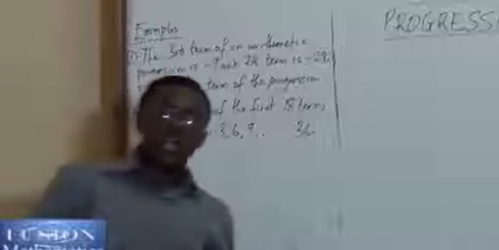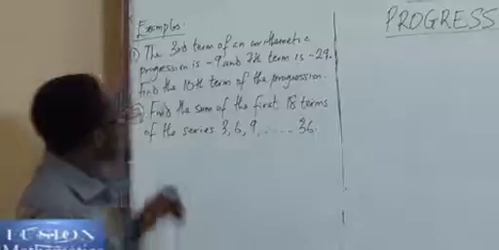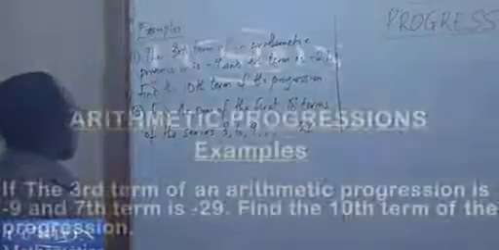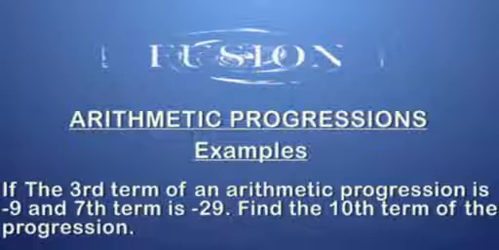Now let's take some examples to further explain arithmetic progression. The first question we have is: the third term of an arithmetic progression is minus 9 and the seventh term is minus 29. Find the 10th term of the progression.